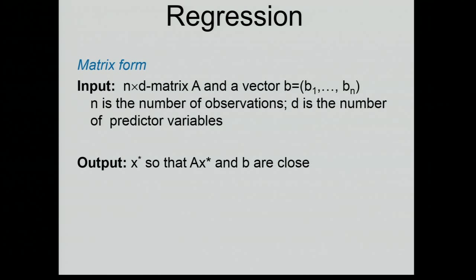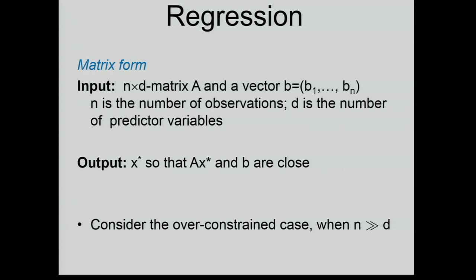And throughout the talk, we'll consider the overconstrained case when n is much larger than d. We have many more examples. So we have a very tall thin matrix A.